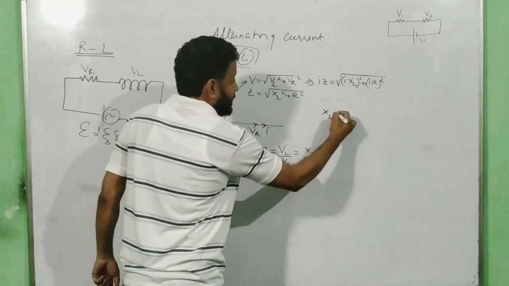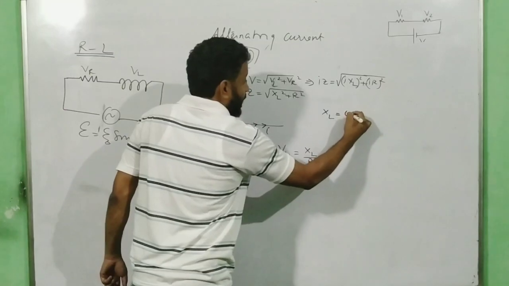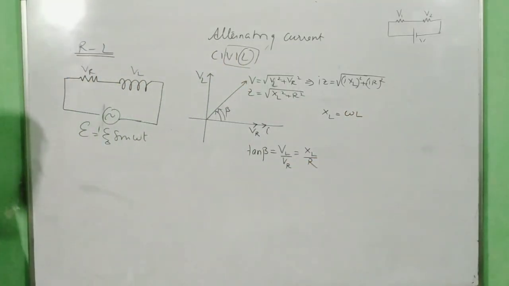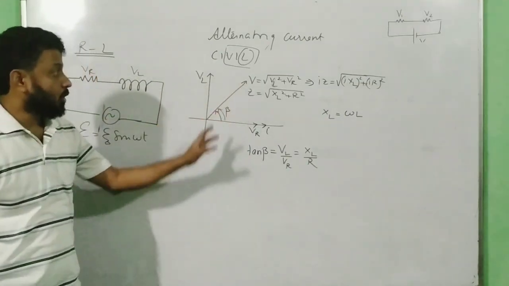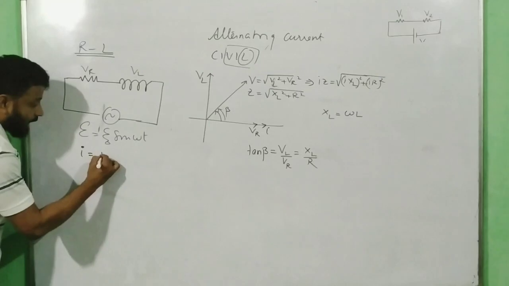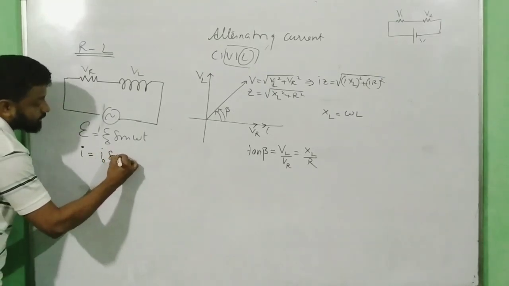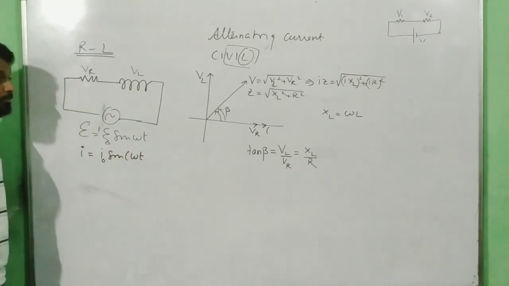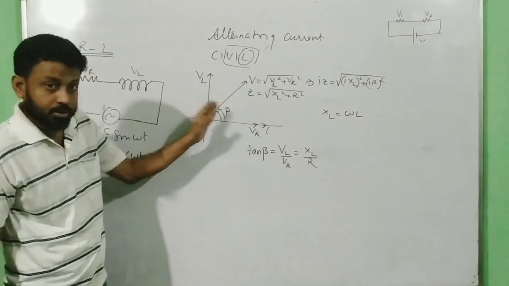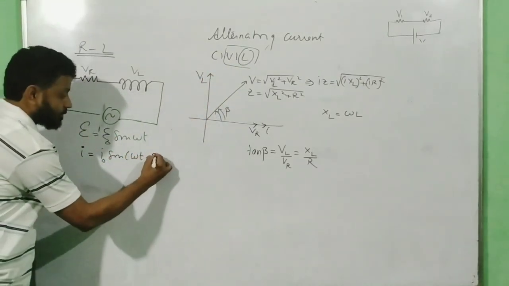And don't forget what is XL. XL is omega times L, directly proportional. Okay. So I know how to find V. I know how to find impedance, I know how to find beta. So if I consider my current as I equal to I naught sine omega t, plus or minus. Now look at here, V is ahead, that means current is behind. Okay, behind means minus beta.